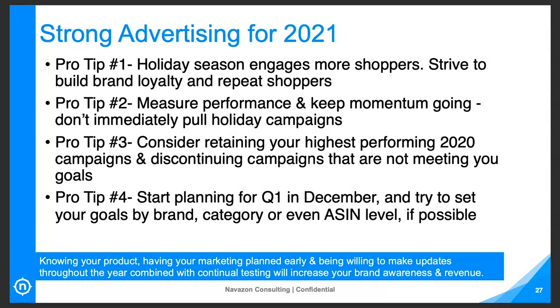Keep in mind, it takes 14 days for a new ad to become efficient, 14 days for the sales to attribute. So for your Q1 campaigns, if you're going to have new ones starting, we want to start those 14 days in advance if possible. Otherwise, you'll get to Q1 and you'll have 14 days of ramping new, which is fine, we just want to have you keep that in mind. So Navazon, knowing your product, planning early, and another kind of call out.